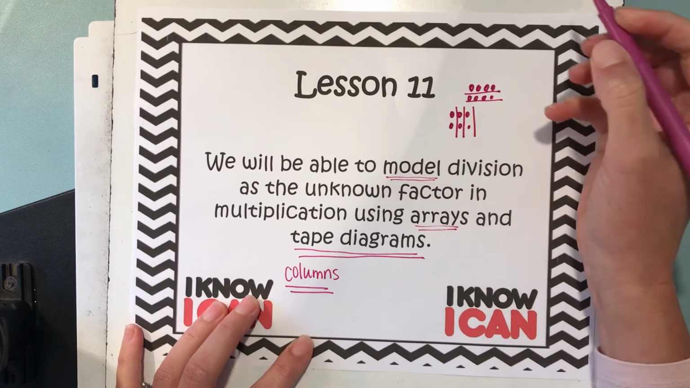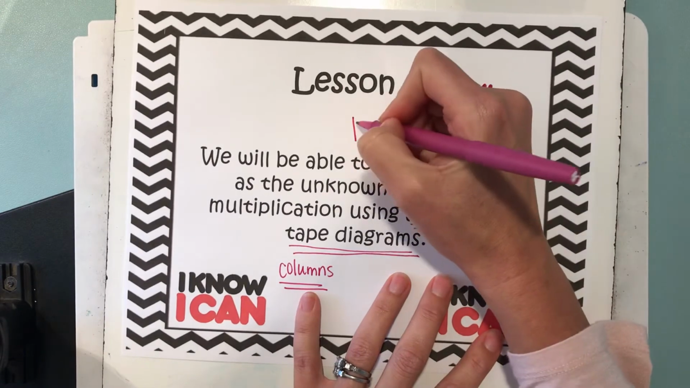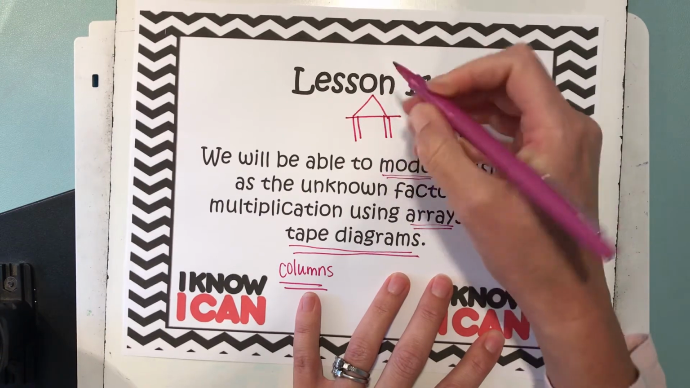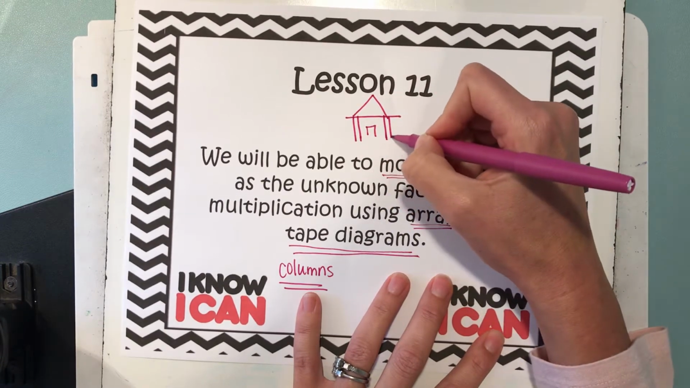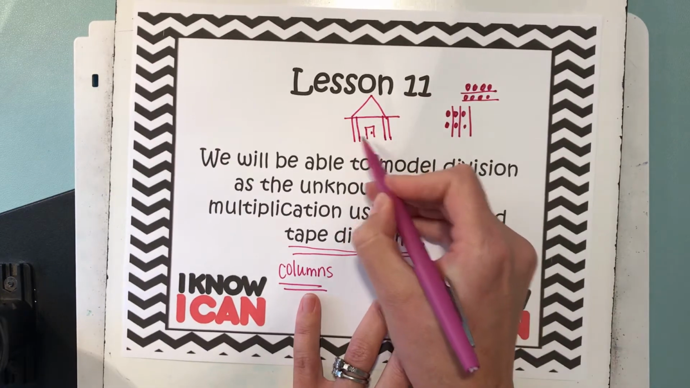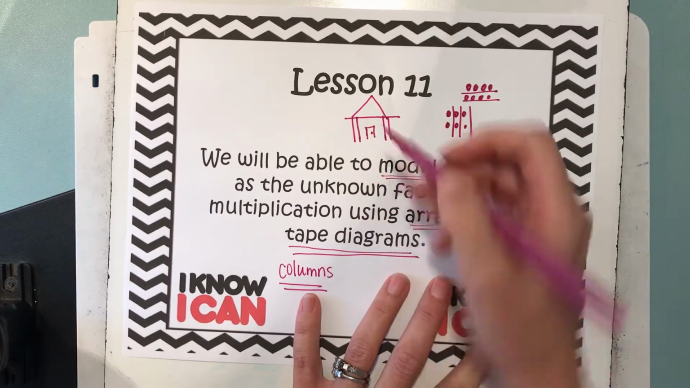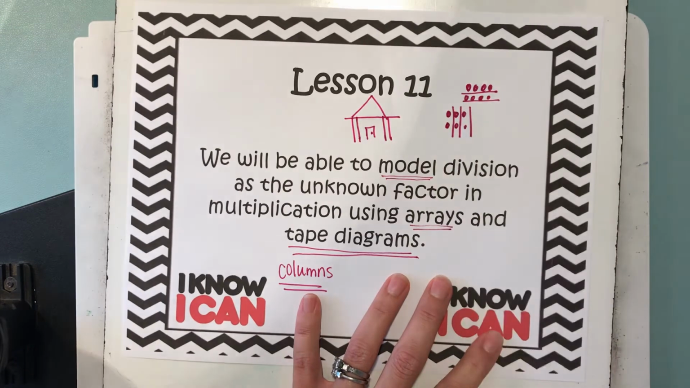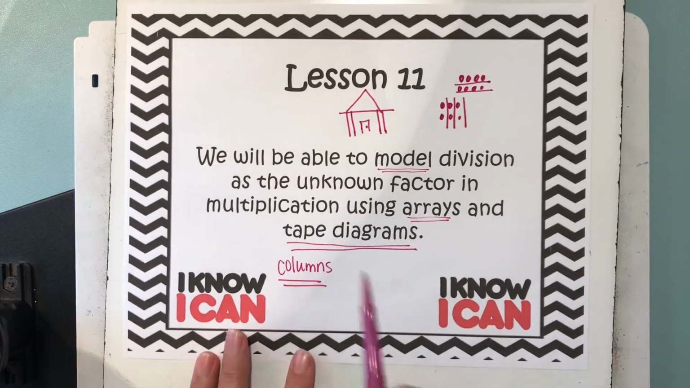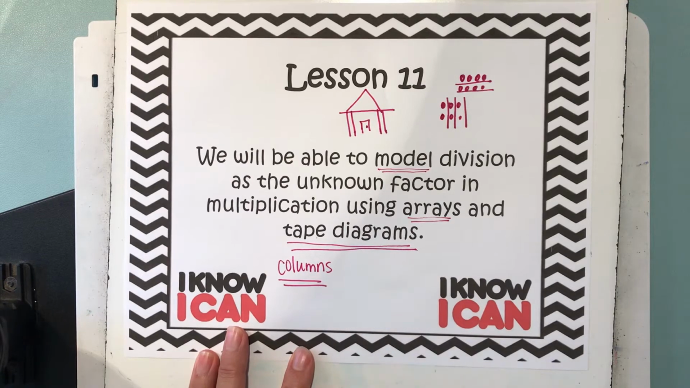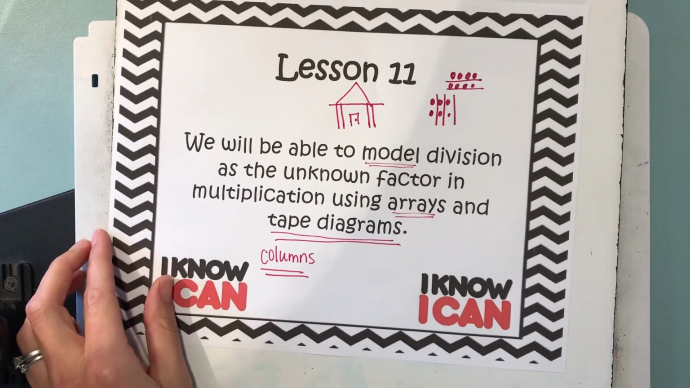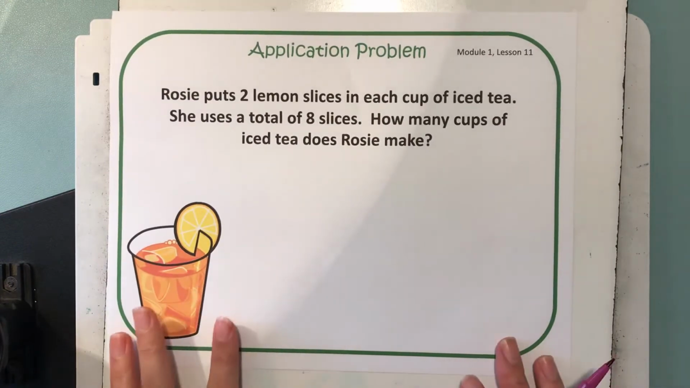Okay, so think about a column on a building. Sometimes columns hold up, this is going to be my house. That's not very good. But sometimes columns hold up buildings, right? So these are the columns that are holding up this structure. They go up and they go down, whereas rows go side to side. Okay, so that's our new vocab word, columns, and you should know tape diagrams from last year. I'm sure that you used tape diagrams. I know you used tape diagrams in 2nd grade because I used to teach 2nd grade math too. Okay, but before we get started, let's do our application problem.